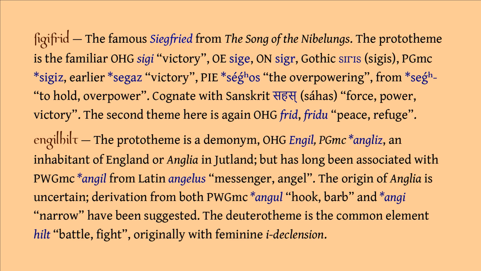Engelhild. The proto-theme is a demonym, Old High German Engel, Proto-Germanic Anglis, an inhabitant of England or Anglia in Jutland, but has long been associated with Proto-West Germanic Angel, from Latin angelus, messenger, angel. The origin of Anglia is uncertain. Derivation from both Proto-West Germanic angel, hook, barb, and angi, narrow, have been suggested. The deuterotheme is the common element hilt, battle, fight, originally with feminine I declension.